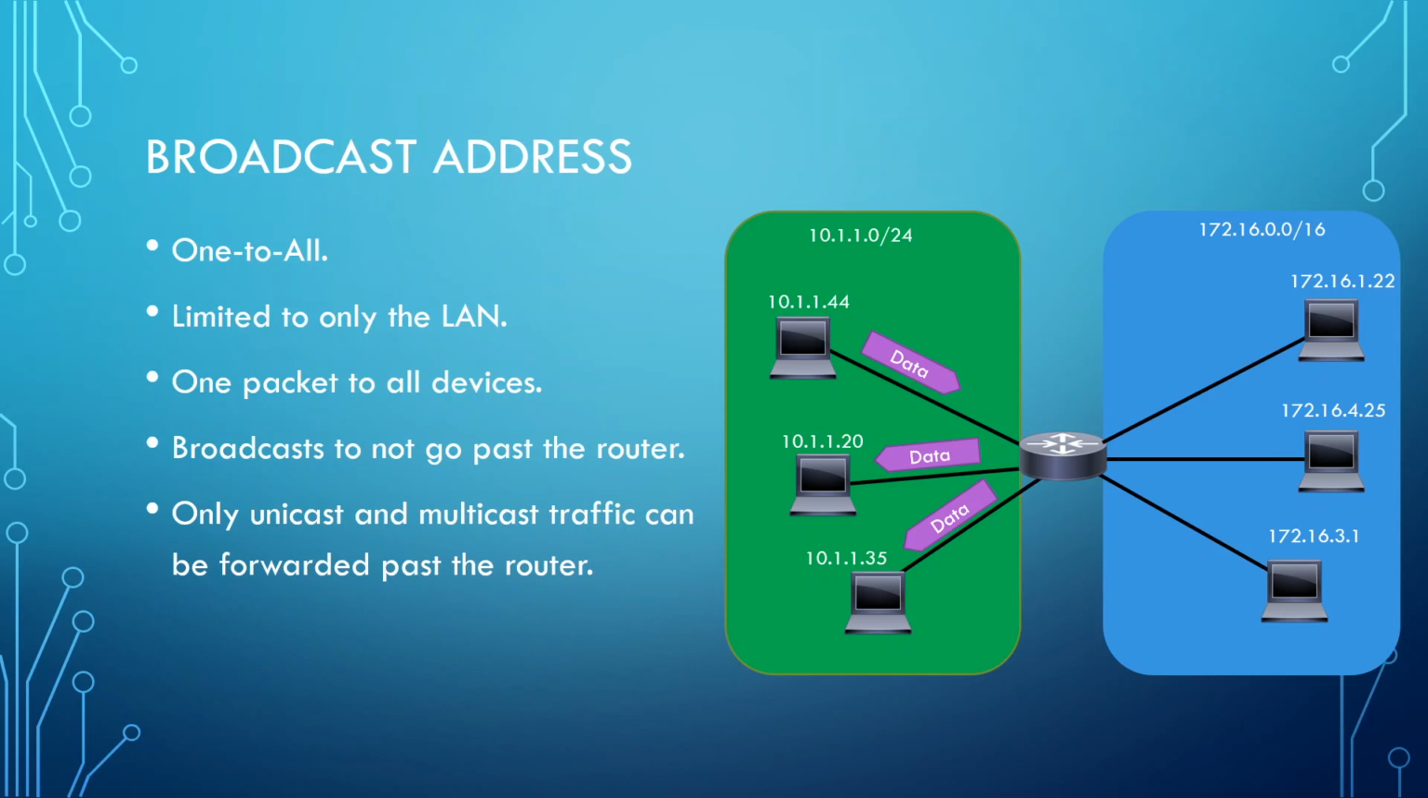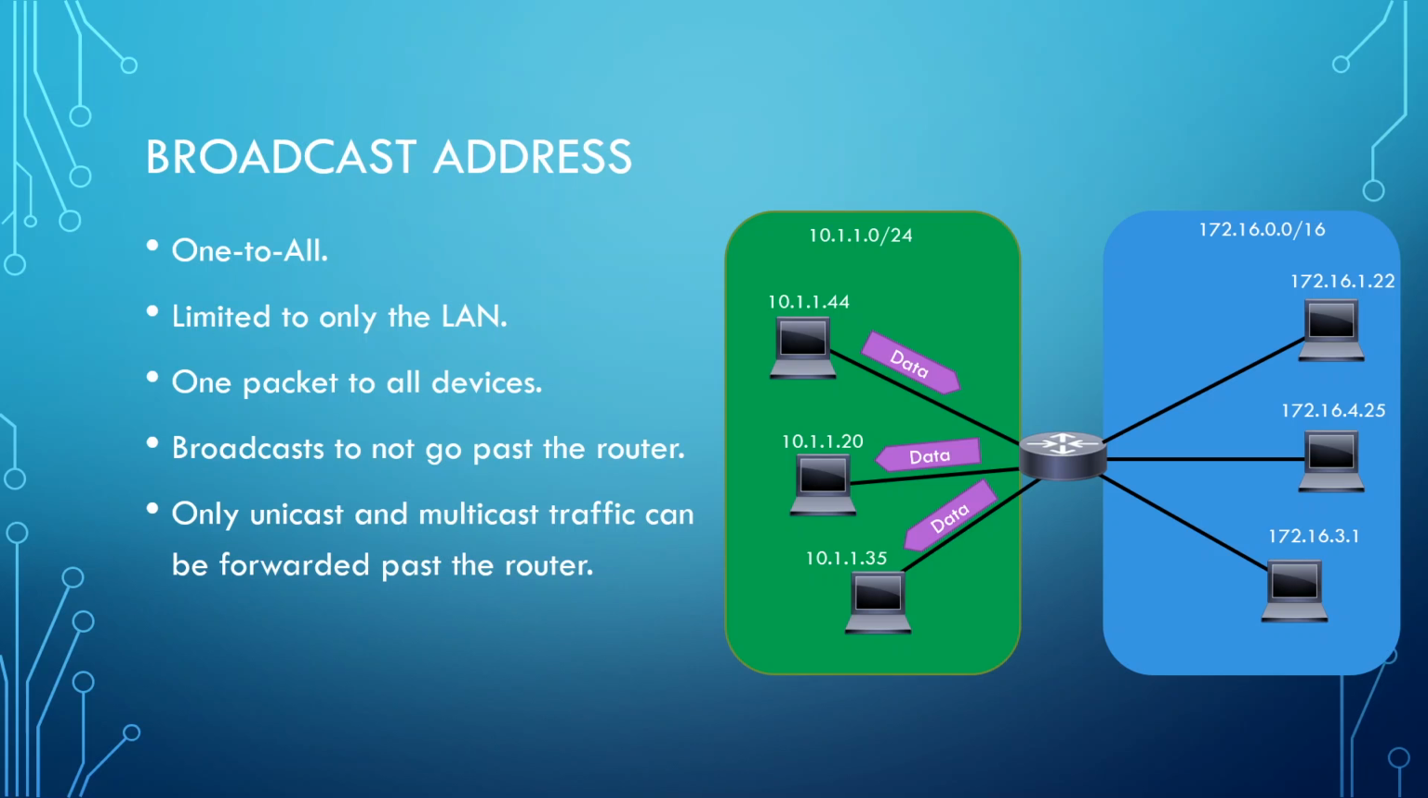Now, the last type of IP address we have is going to be called the broadcast address. This is one-to-many. So it allows a device to send one IP packet, and that IP packet is delivered to all hosts within the same network. So this is the difference between broadcast and multicast. Multicast can be forwarded over to another network.